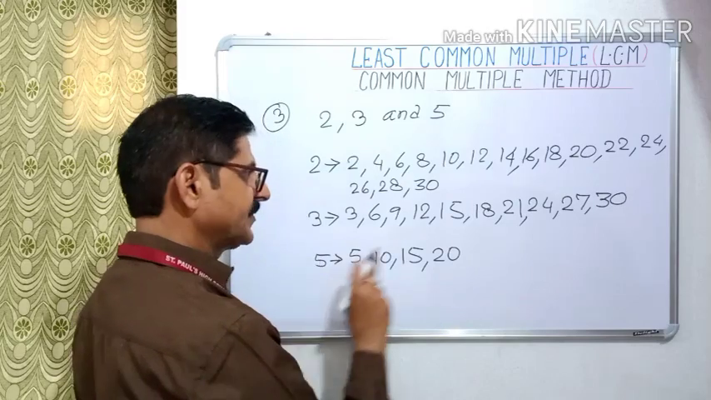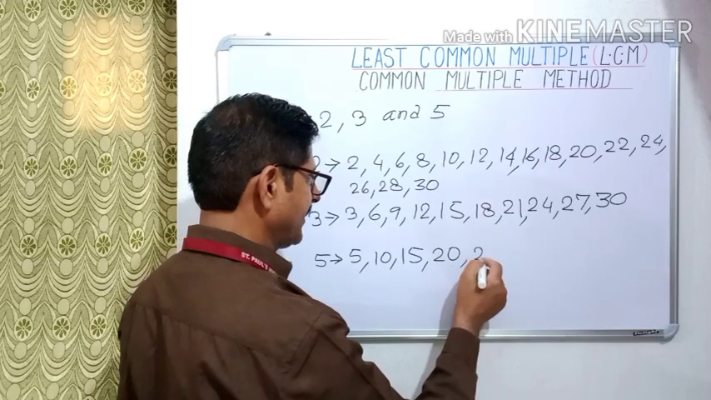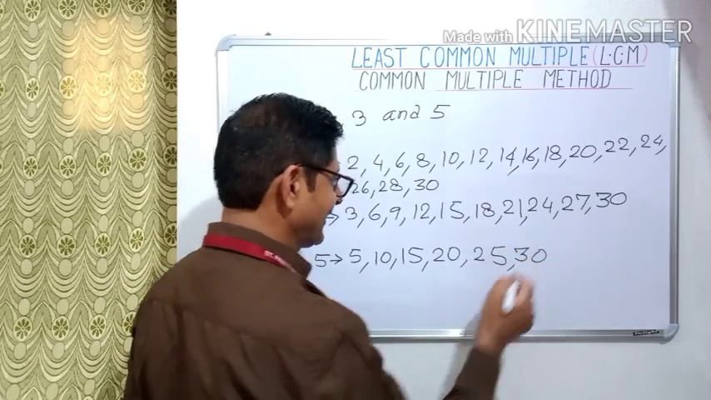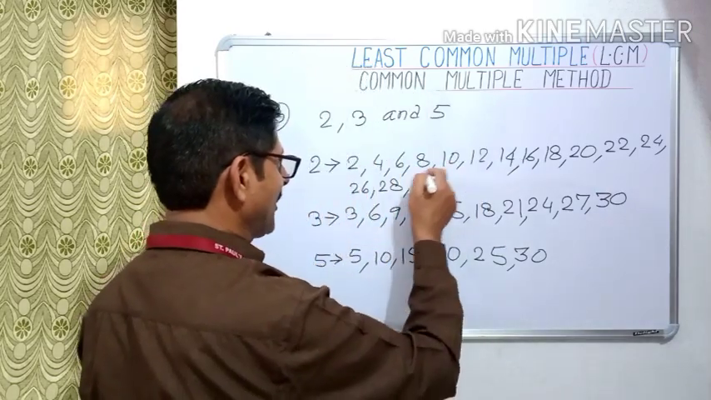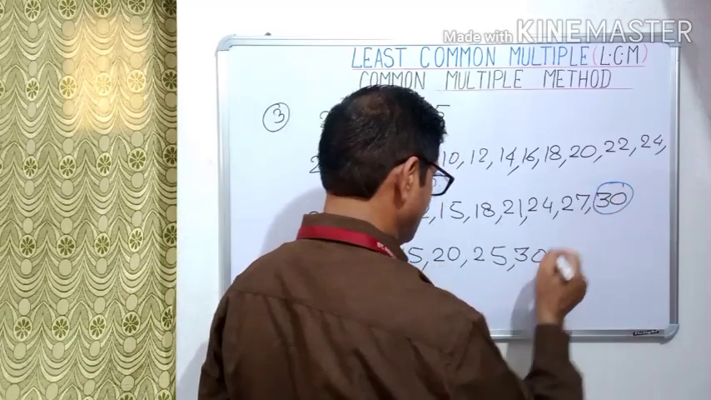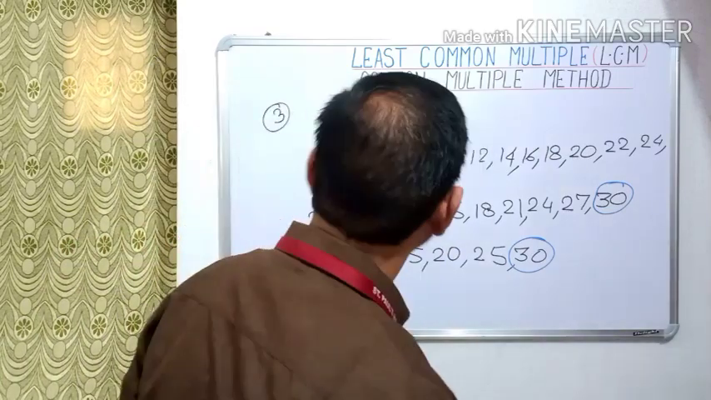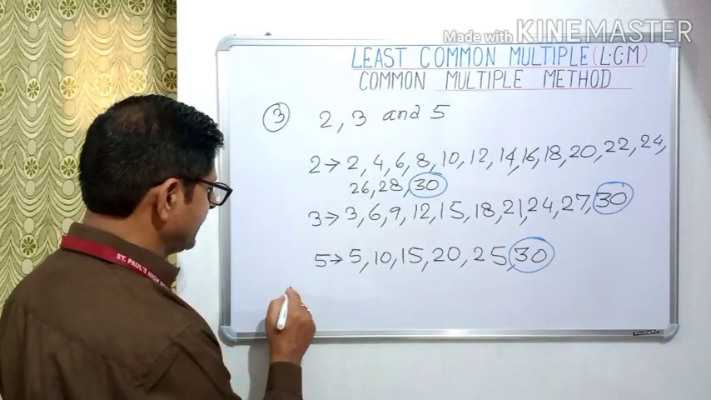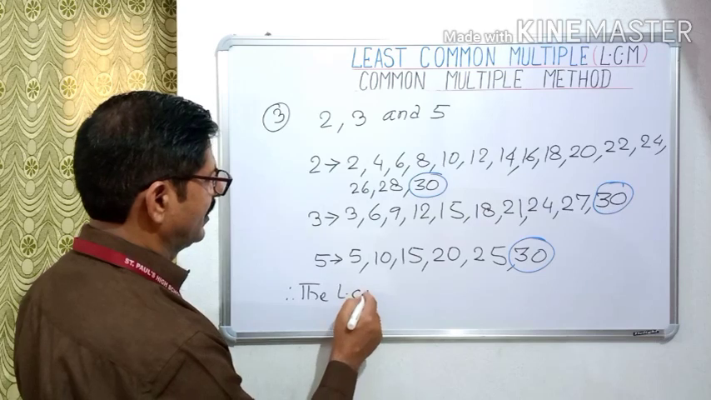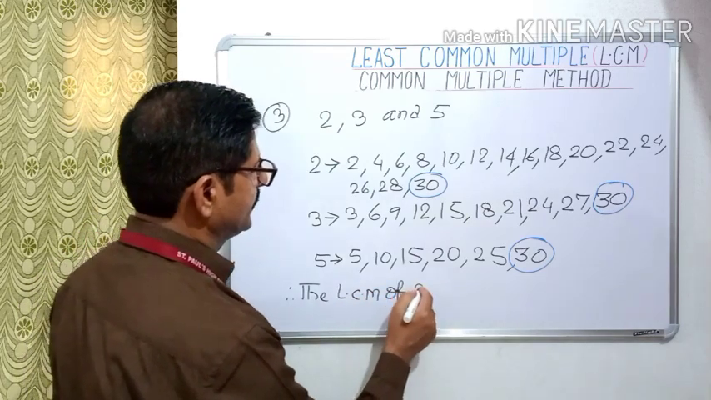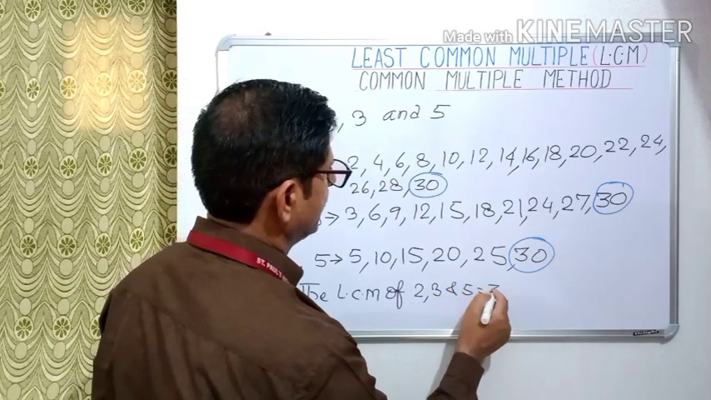Now 30 is a multiple of 5, it's okay. 5 5s are 25 and 5 6s are 30. And so yes, we may stop here. We have got the first common multiple of the given numbers, and so this is the required LCM. We write therefore the LCM of 2, 3 and 5 is equal to 30.